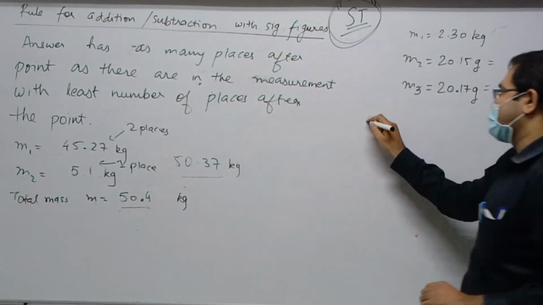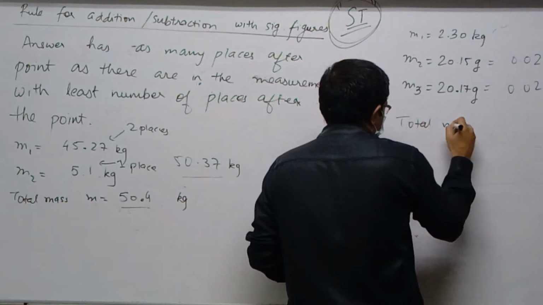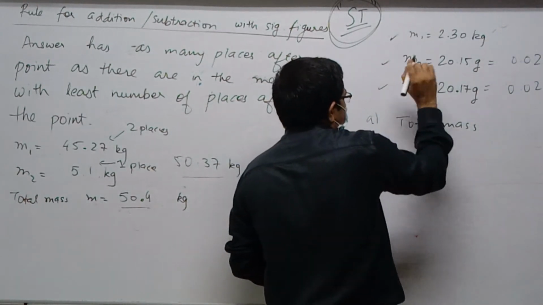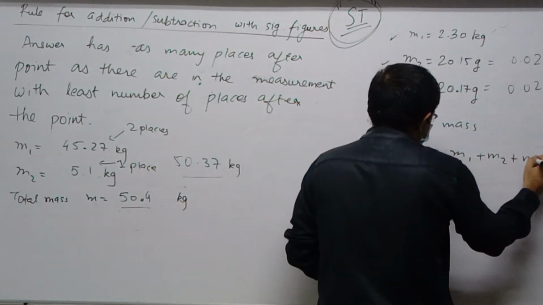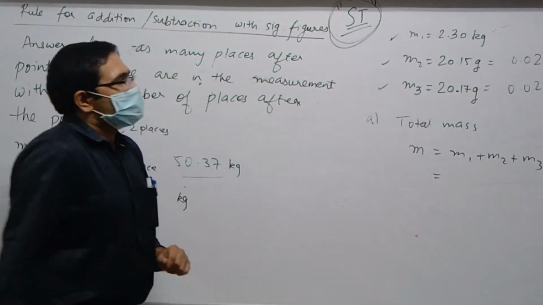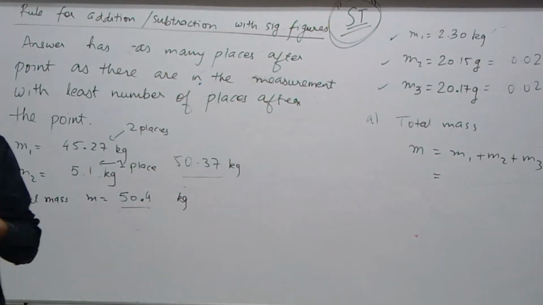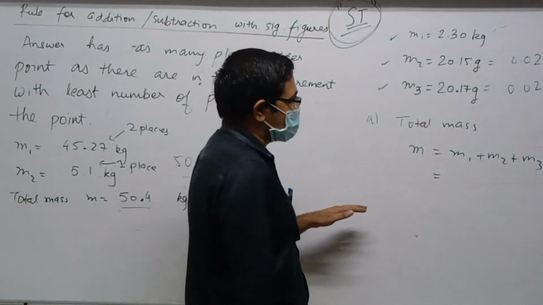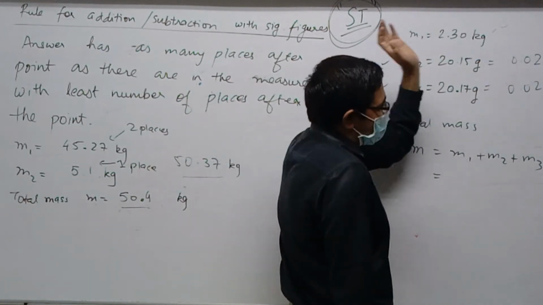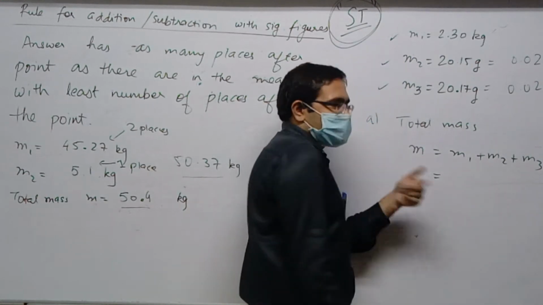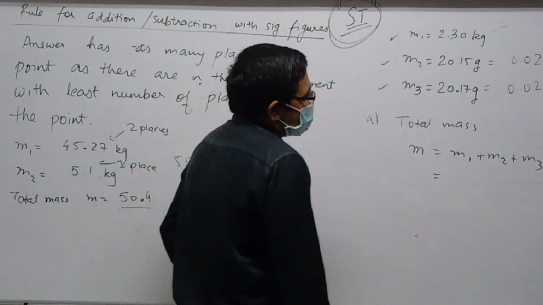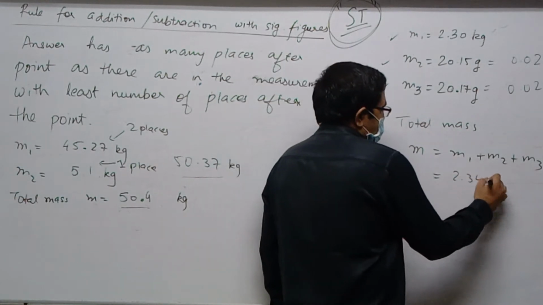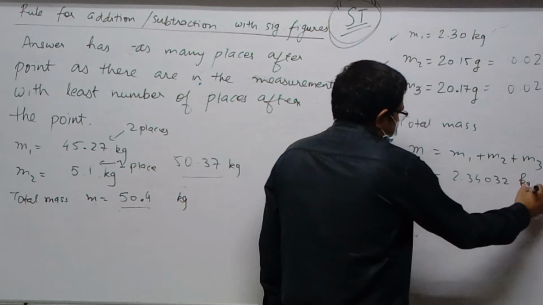We want to find in part A the total mass of the box now. This is the box and two pieces of gold are added. So what's the total mass? Let's say M equal to M1 plus M2 plus M3. Total mass. We have to add and we have to take care of significant figures. First of all, let's add without worrying about significant figures. Just add. What do we get? 2.34032. Yes or no?